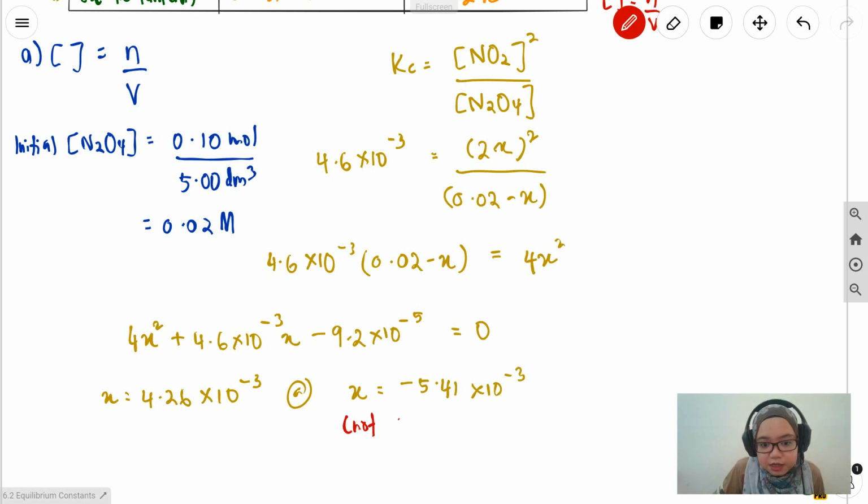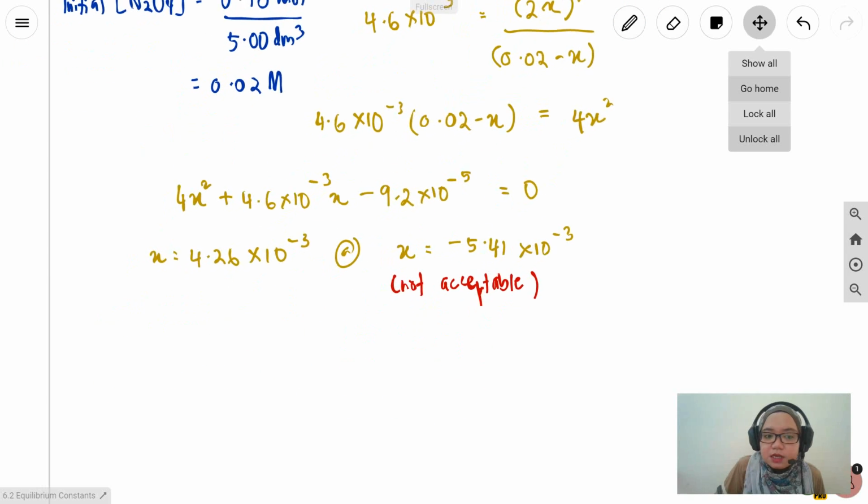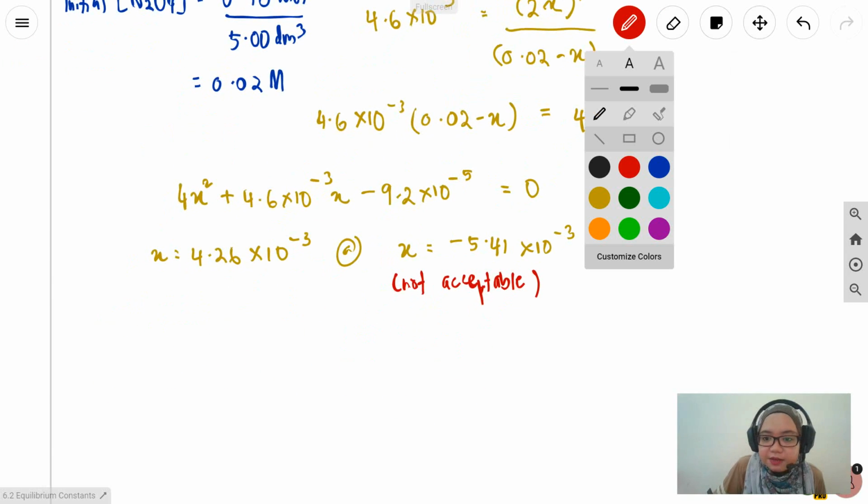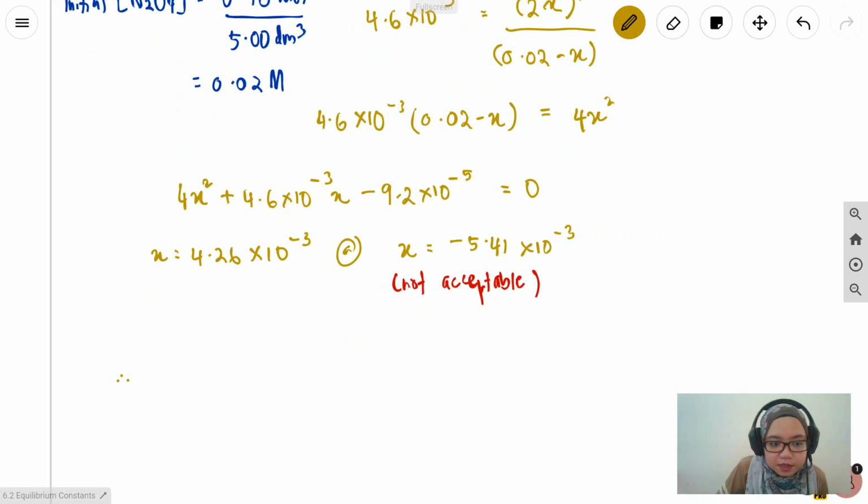is not acceptable because the value of all the reacting species should be positive. Mana ada value molarity negative? So this is not acceptable. So here you can conclude that the value of X here is 4.26 times 10 to the power of negative 3.